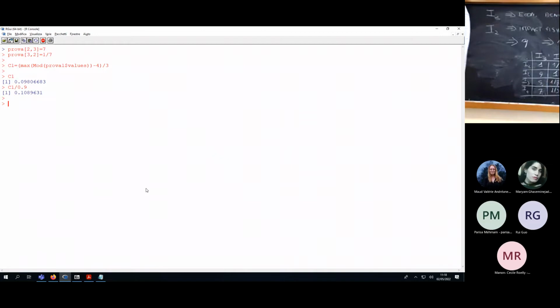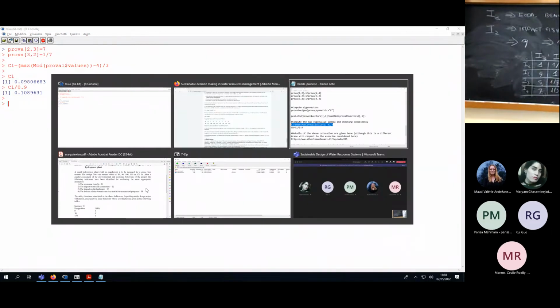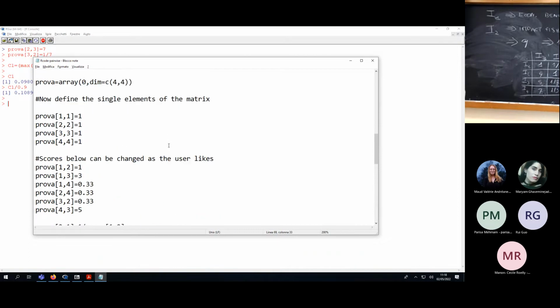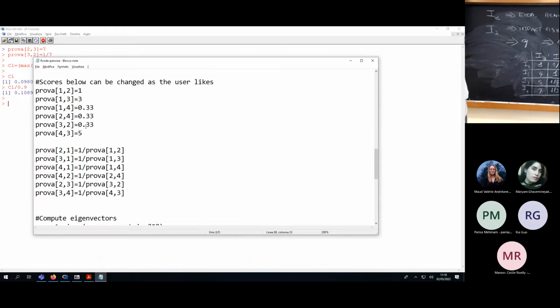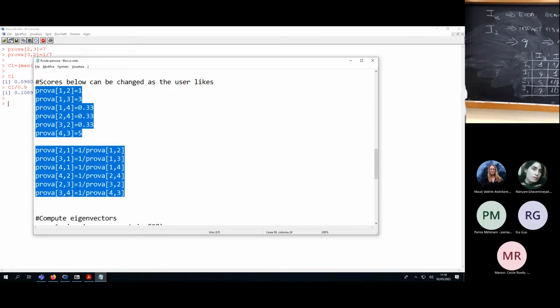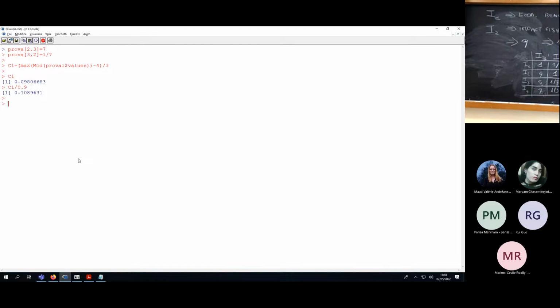Let's try to get the one that is suggested in the code, which is this one. So first of all, the ones in the diagonal, we can leave them. And let's take these, and then let's have a look at the matrix once that it's ready.